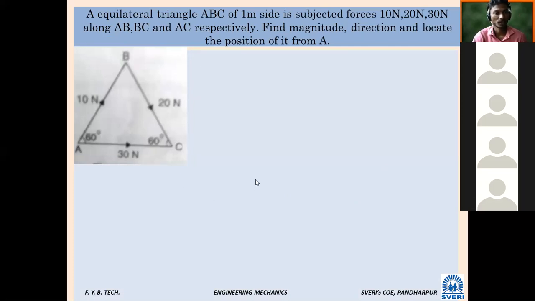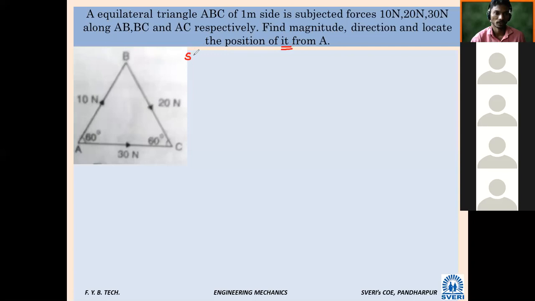It is with you in your notebook. So in this system, what is asked? Which things are asked? Locate the position. Whose position? We have to locate the magnitude, direction, and the position of the resultant. We have to find the resultant by the method of resolution.